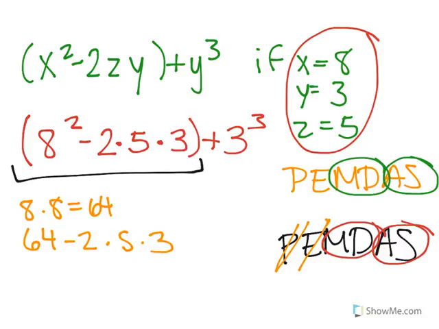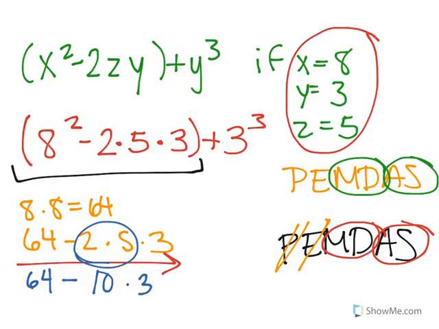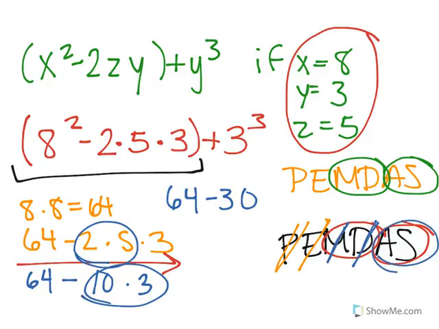Now, do we have multiplication or division? We do have multiplication, and working from left to right, we find that first we need to multiply 2 times 5, which is equal to 10. And then 10 times 3, which is equal to 30. So 64 minus 30. We're done with multiplication or division. And now, do we have addition or subtraction? We do. We have subtraction in this case, going from left to right. We only have one operation, so that's going to be easy, and 64 minus 30 is equal to 34.